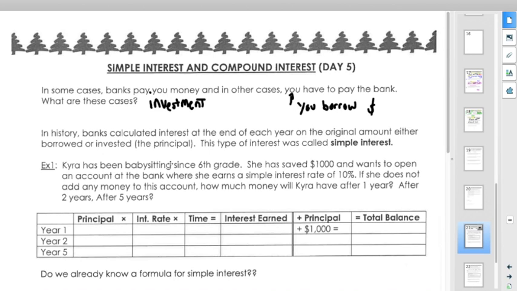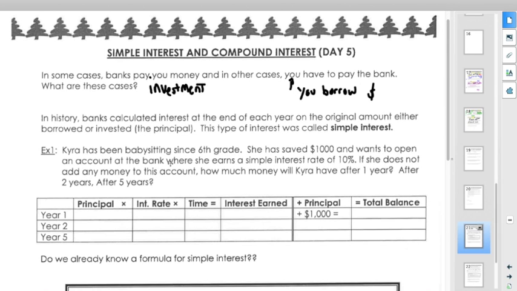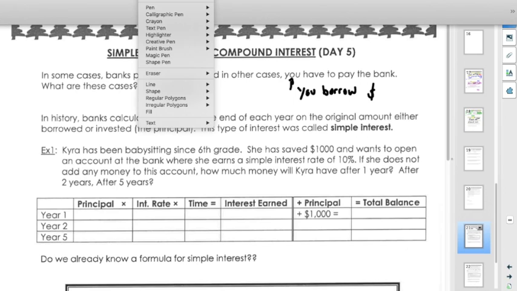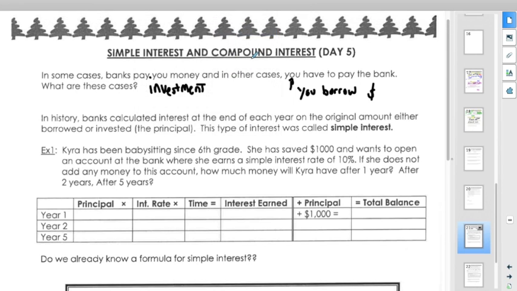Kyra's been babysitting since sixth grade. She has saved $1,000, and she wants to open an account at the bank where she earns a simple interest rate of 10%. If she does not add any money to this account, how much money will Kyra have after 1 year? How about after 2 years? And how about after 5 years?